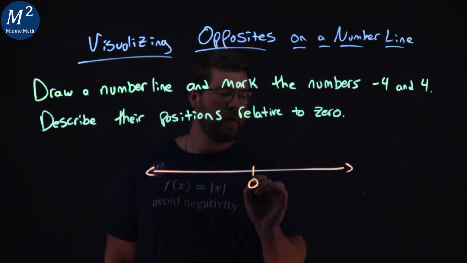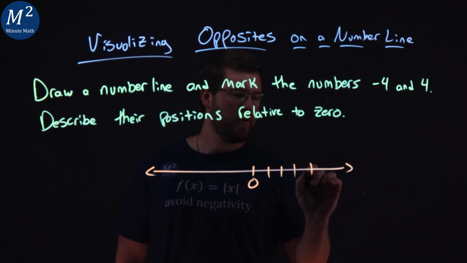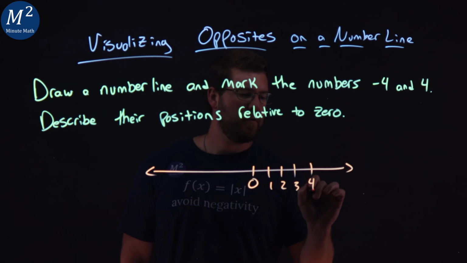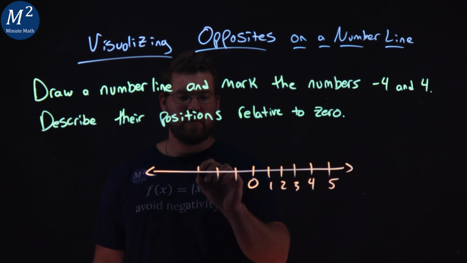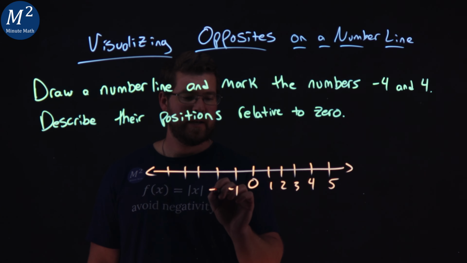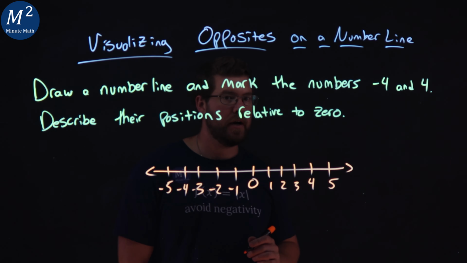We have 0 in the middle. We have to get -4 and +4. So we have 1, 2, 3, 4 right there. Let's go to 5. And let's go to -5. 1, 2, 3, 4, 5. -1, -2, -3, -4, and -5.